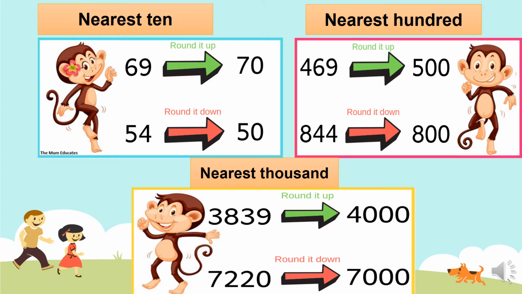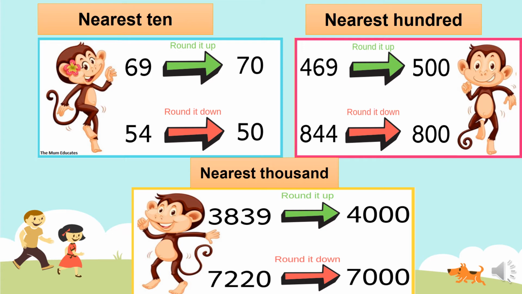There are two numbers given, 3839 and 7220. First we are going to look at 3839. When we round a number to the nearest 1000, you have to look at the digit in the 100 place. What's the digit in the 100 place? It is 8. Since 8 is greater than 5, the number becomes 4000.